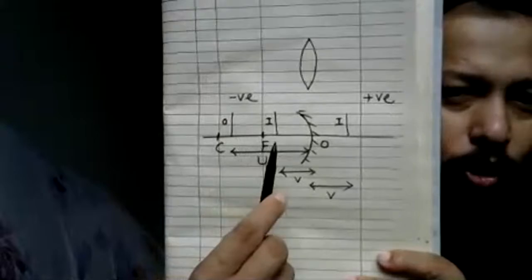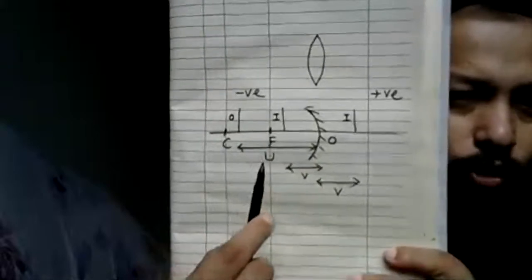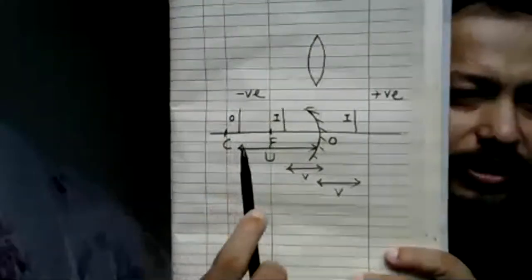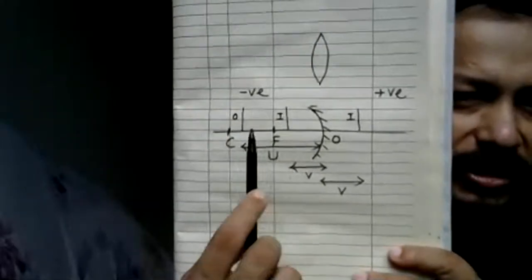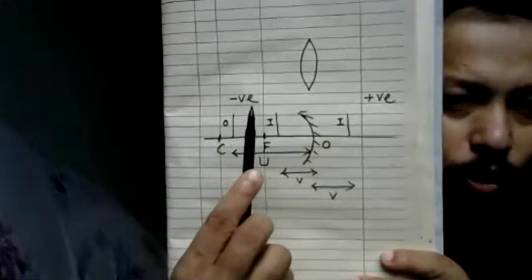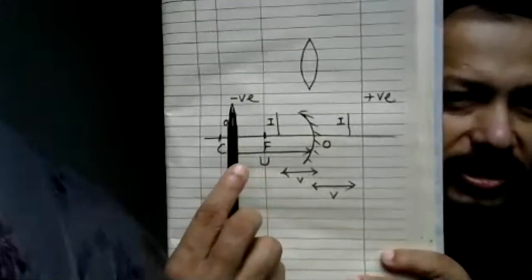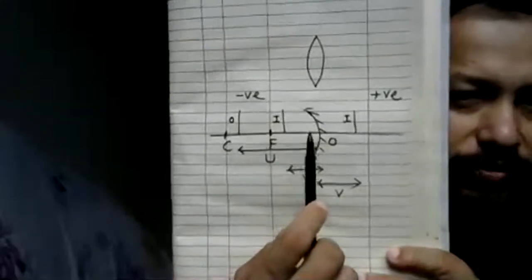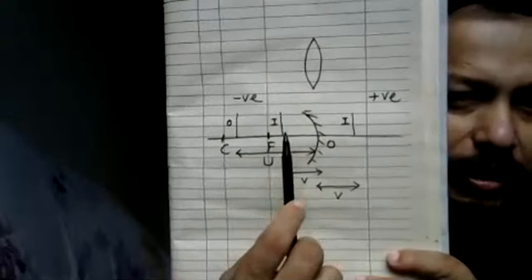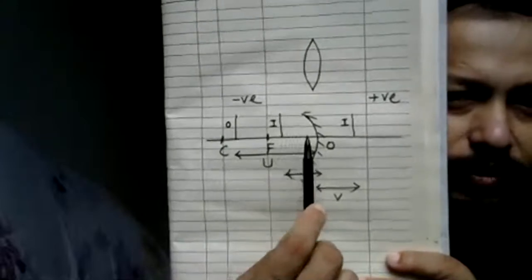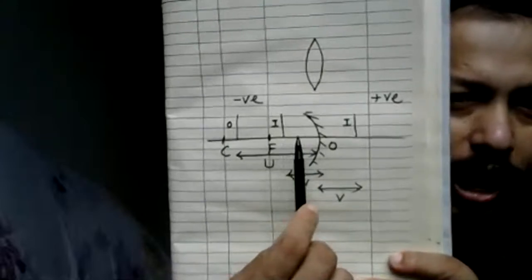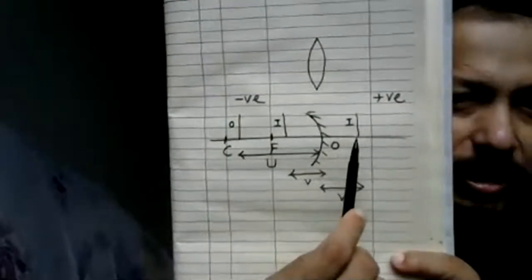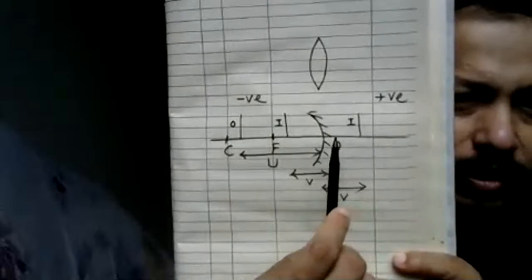So this is my object distance. U is my object distance and this is on the negative side. That means object distance is negative. Understood? Now if this is the image, this is V, and V is negative. But if this is the image, then this is V, and it is positive.